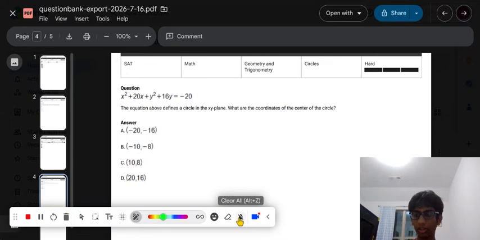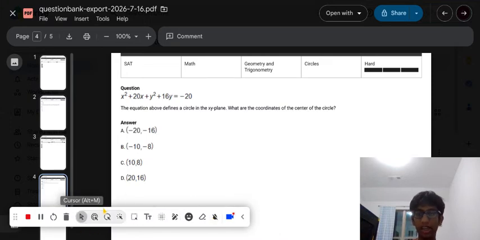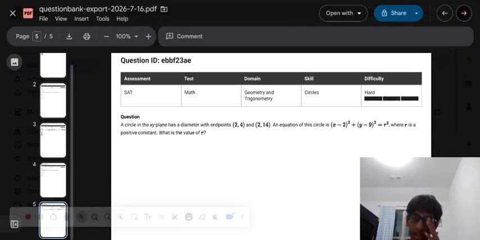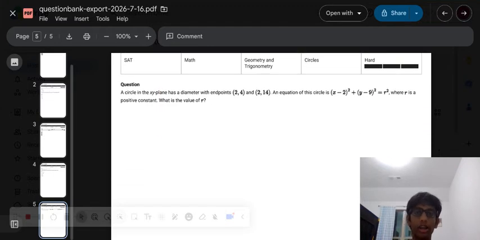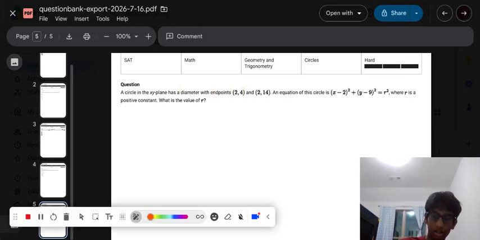Anyways, moving on to our last question of the day, it states, the circle in an xy plane has a diameter with endpoints (2, 4) and (2, 14). An equation of the circle is (x − 2)² + (y − 9)² = r², where r is a positive constant. What is r? Now remember, as I was saying earlier, r is your radius. And again, we have a coordinate plane. What are we going to do? We need to draw.